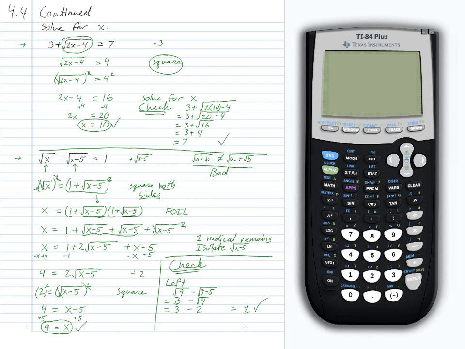Now, so far, we've always squared both sides. Let's see an example of a radical equation where squaring isn't exactly what's called for.